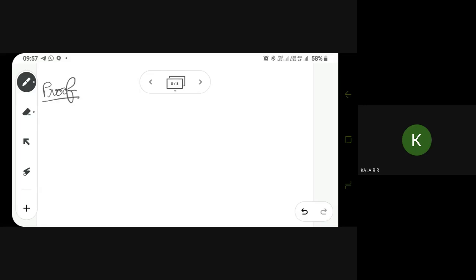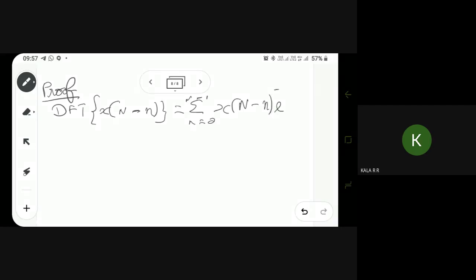in the normal DFT, the DFT of x of (N minus n) will be equal to summation n equal to 0 to N minus 1 of x of (N minus n), so this signal is just replaced with this, times e power minus j 2 pi k n by N. And here there will be another N.